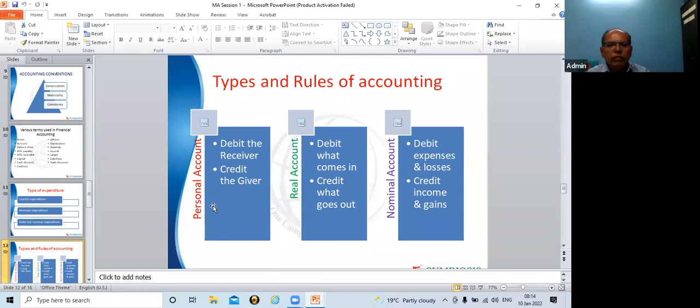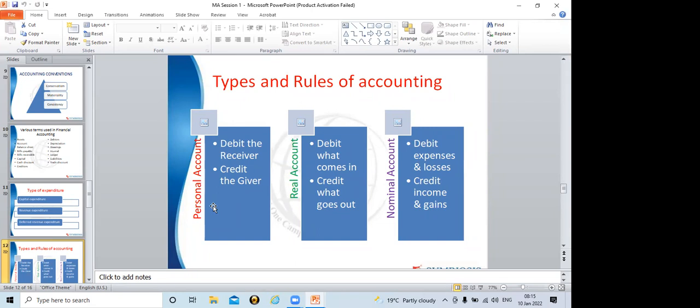Please remember, even from the MCQ, multiple choice question point of view, there might be a tricky question that asks you to classify the capital account, and you will be provided 4 options, and out of those 4 you will have to choose the correct one. So the capital account should be classified under personal account. Are you following me? Yes, sir.